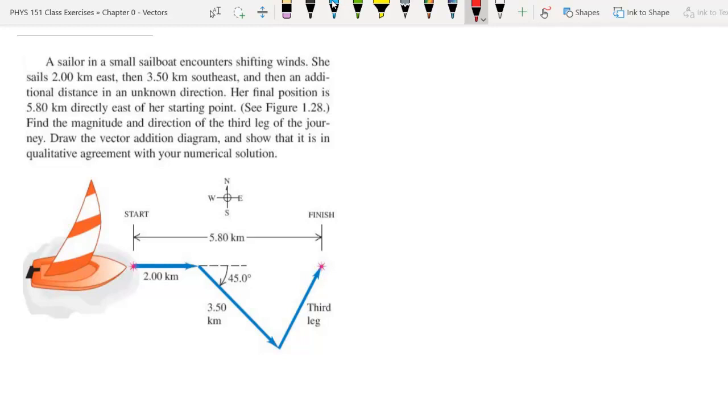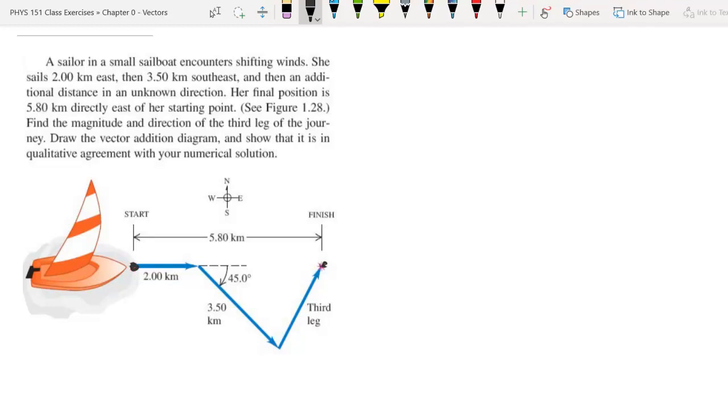Okay, so now we can do a little bit of problem solving with vectors. So let's say we have a sailboat here, and someone was trying to get from here to here. This is the way it's set up. So she's trying to start out here, and she's trying to end up over there.